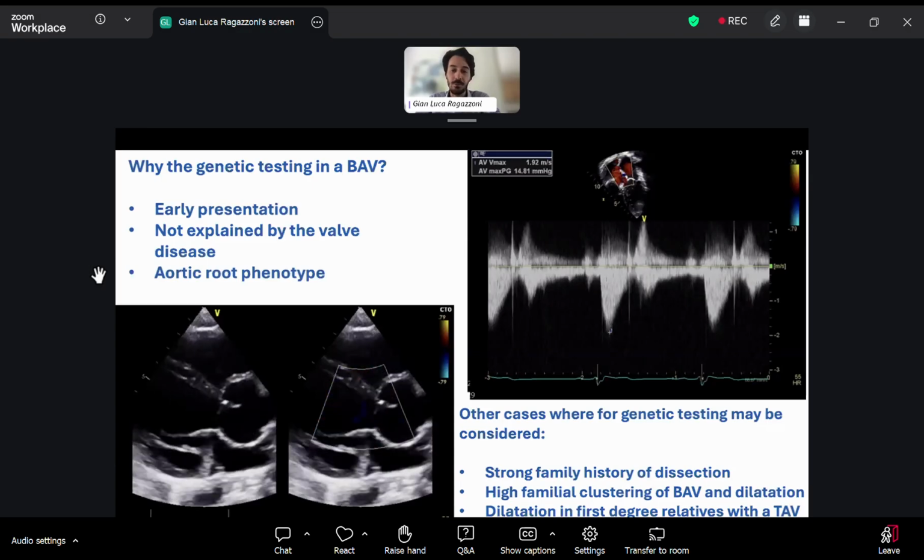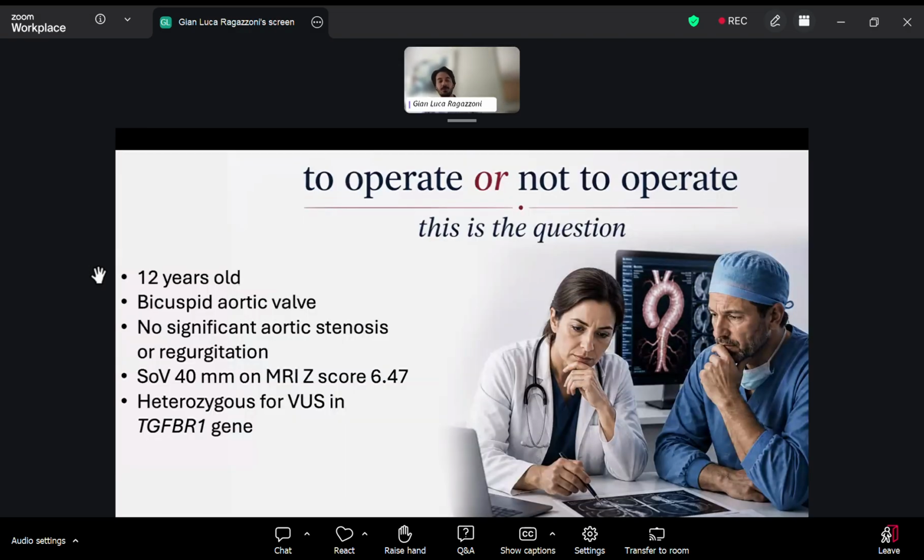So now the question with this patient was, what should we do? Because of course, again, we have a 12-year-old with a bicuspid aortic valve, but the valve itself has almost normal function, and we have 40 millimeters at the level of the sinus of Valsalva with a Z-score of plus 6.47, and the VUS in the TGF-beta receptor 1 gene. Now, if this VUS was considered to be actually pathogenic or likely pathogenic, then we may be considering an operation, as we are just sitting on the threshold.